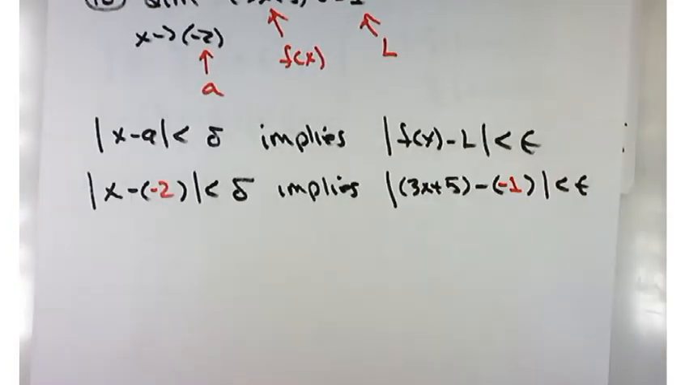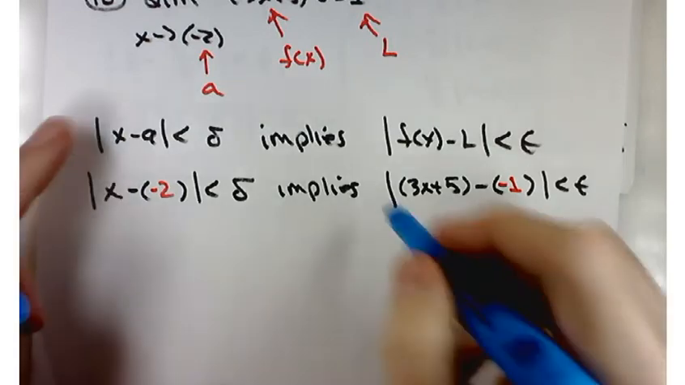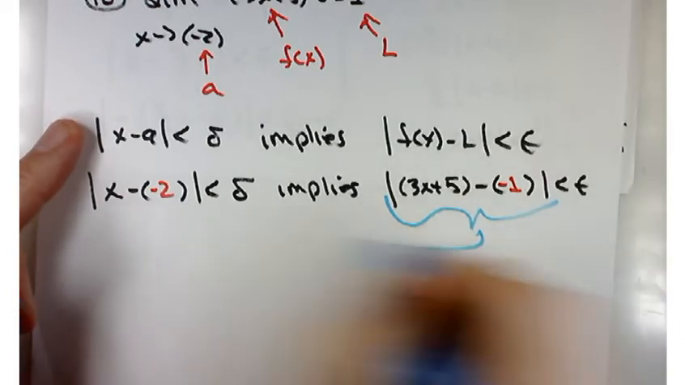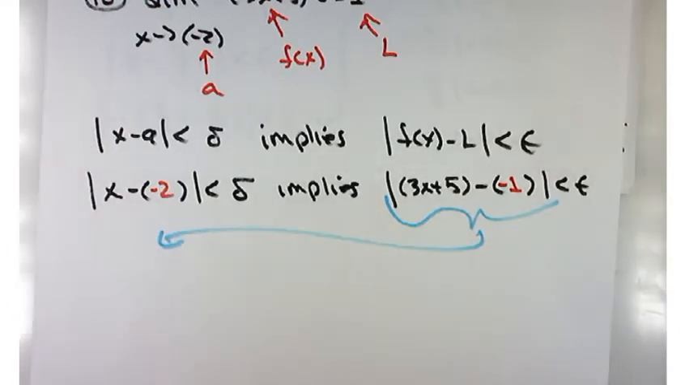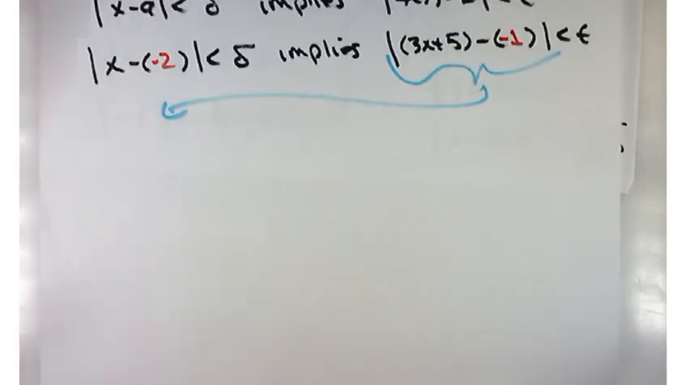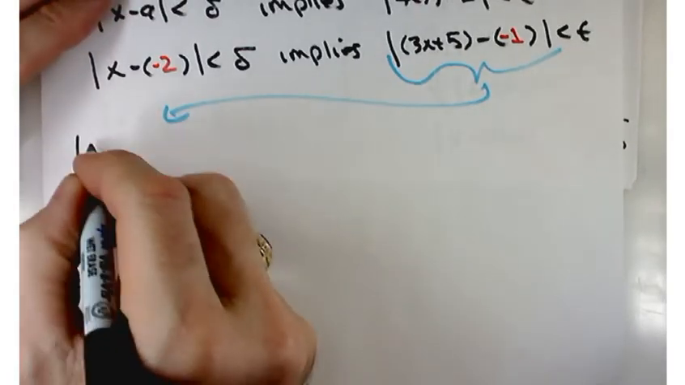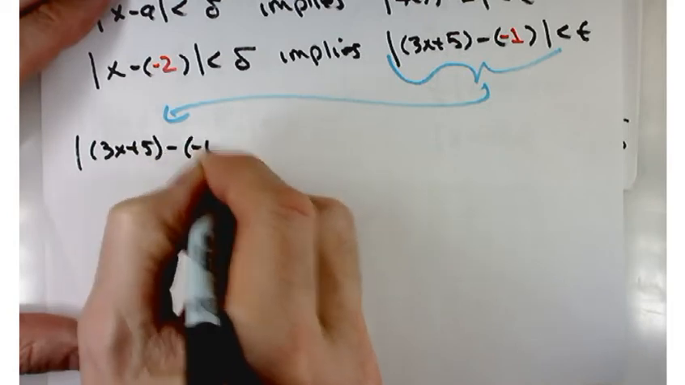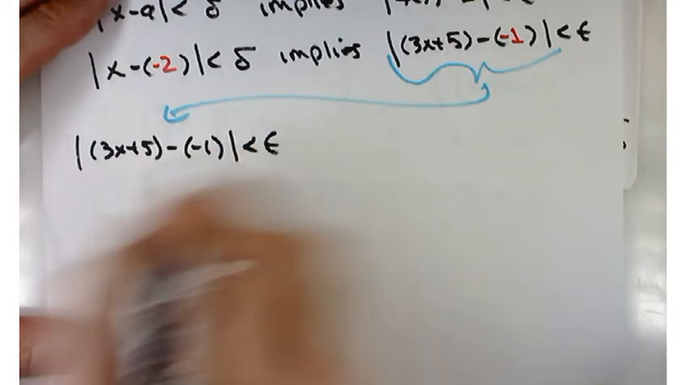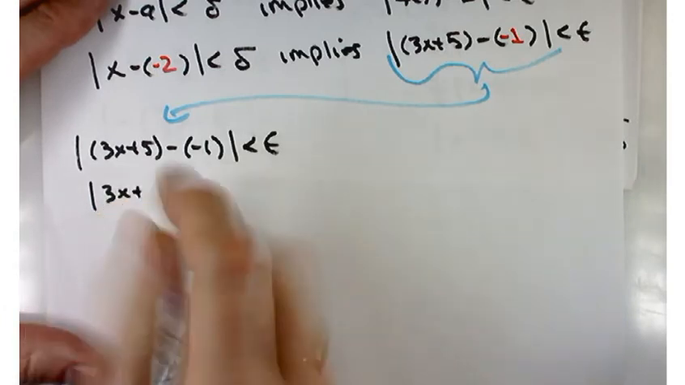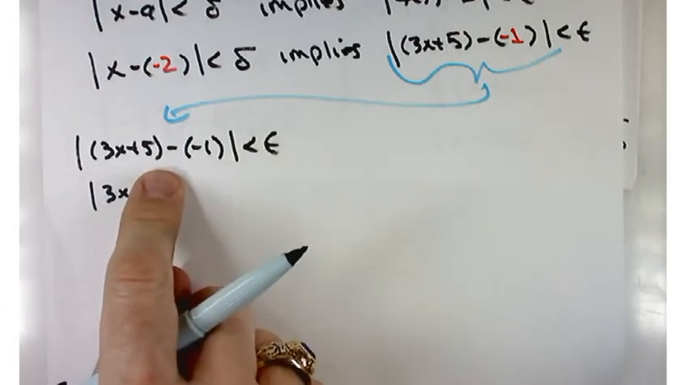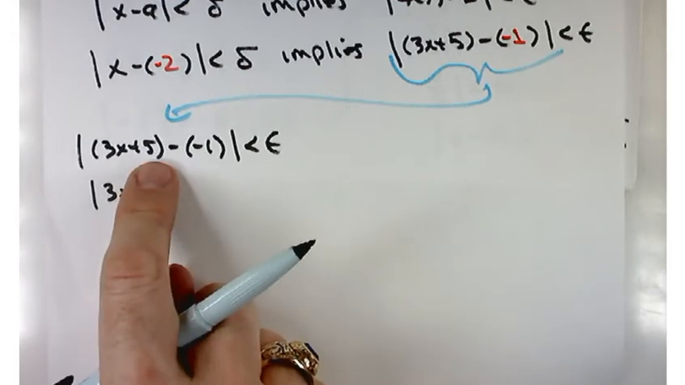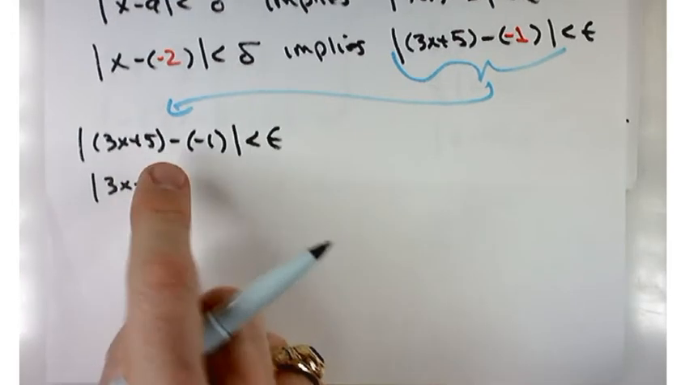This actually gives you your jumping off part. Your starting point is this part right here. So let me bring that over here, and let's do some work with it. So it's the absolute value of 3x plus 5 minus -1 is less than epsilon. This is going to simplify though, right? So 5 minus -1 gives you plus 6. Good.